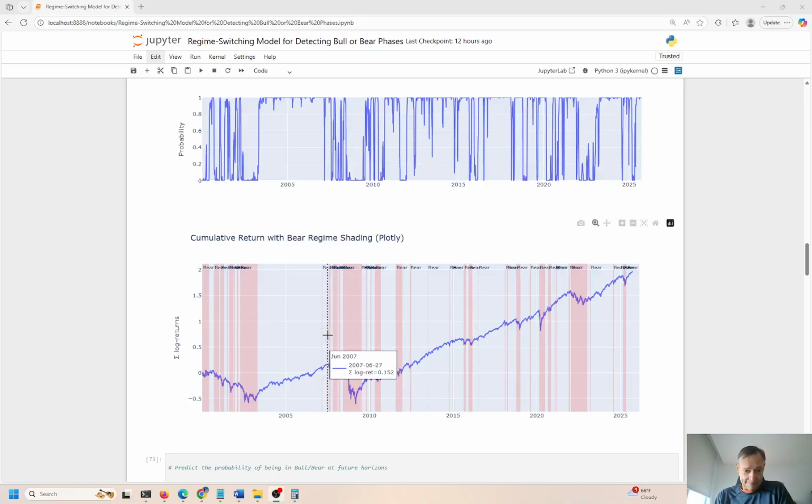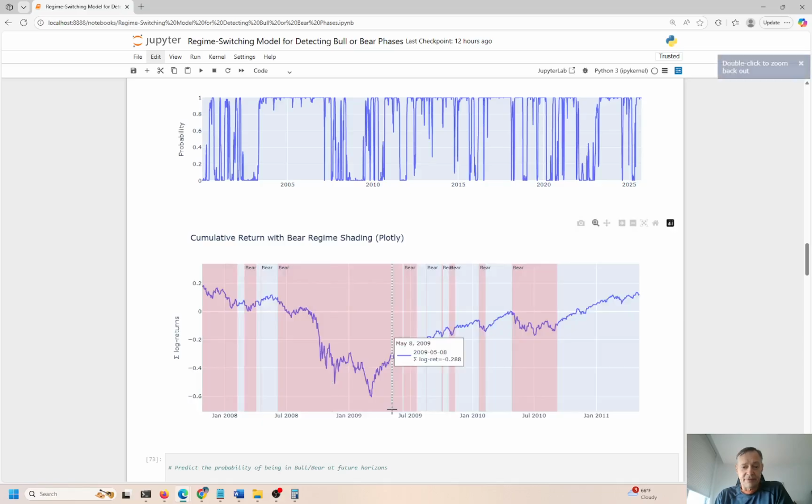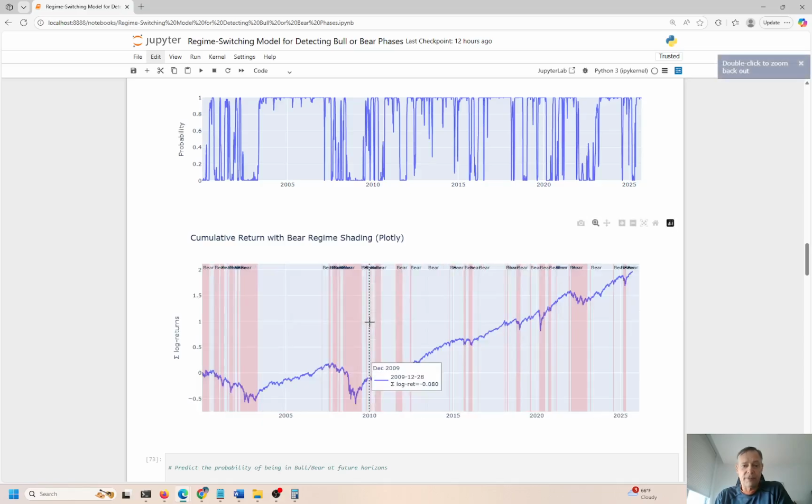This is the 2008 financial crisis right here. If I show you this chart, anything that's red is kind of bearish, and anything that's not red is kind of bullish, right? So we have a couple bear phases, some down market trends. This was the 2008 financial crisis. And this is a Plotly chart, of course, so you can zoom in, you can zoom out. This was the COVID crisis over here.